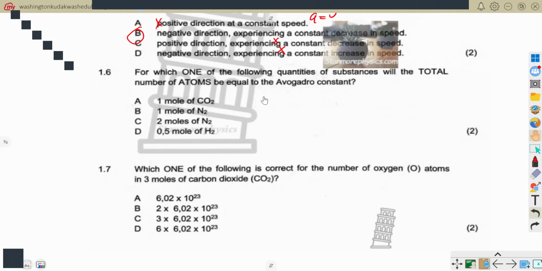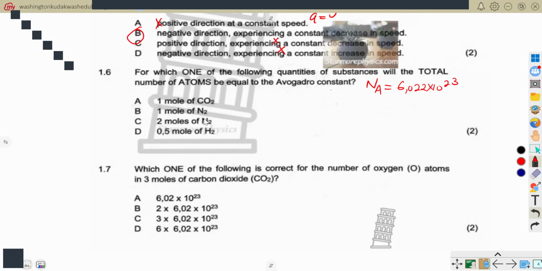For which one of the following quantities of substances will the total number of atoms be equal to the Avogadro's constant? So here we are looking for the total number of atoms, which will be equal to our Avogadro's constant. So now, what is our Avogadro's constant? We know that our Avogadro's constant is given by 6.022 times 10 to the power 23.